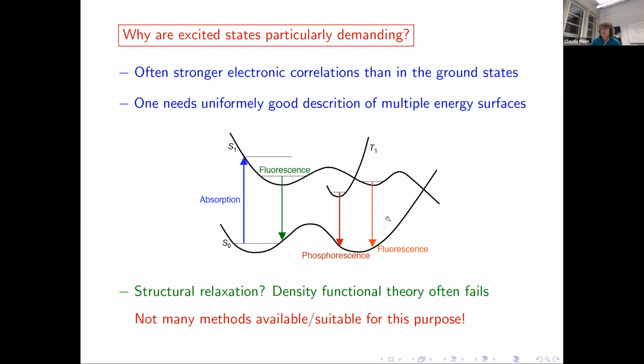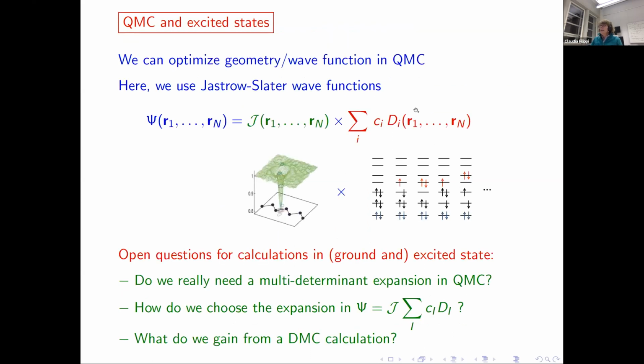Especially because time-dependent density functional theory often fails if you're very far away from a minimum, if you're approaching regions like this where you have a crossing between states. So you don't have many methods available and suitable, for example, to study photochemistry. There are relatively few approaches you can actually use, and therefore it would be very nice if QMC were one of them. So now, as I said, we want to do QMC on excited states. We can optimize the geometry and the wave function, but still we need to choose a wave function, okay?